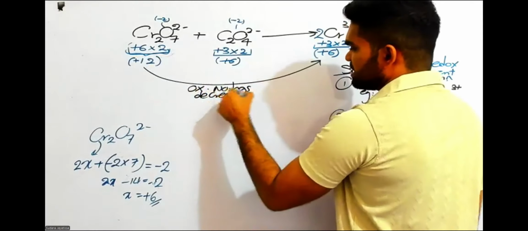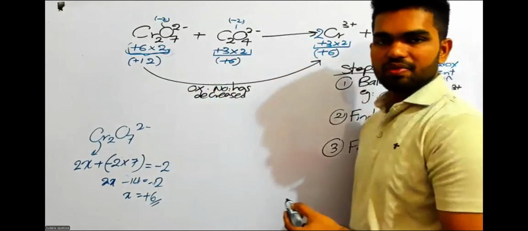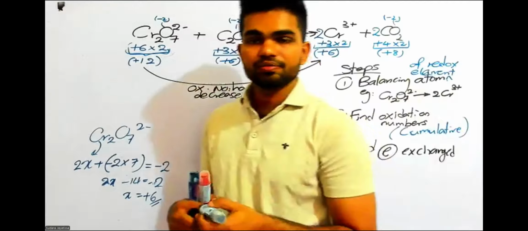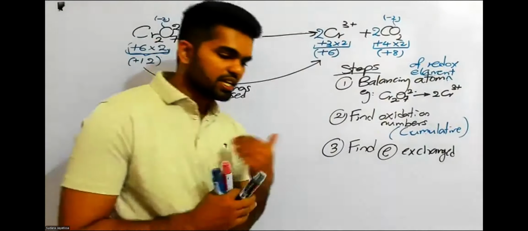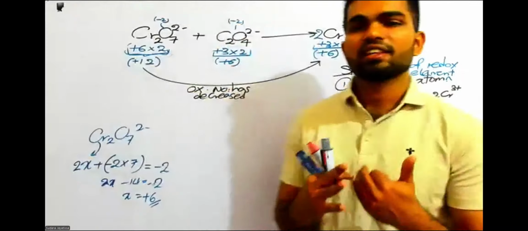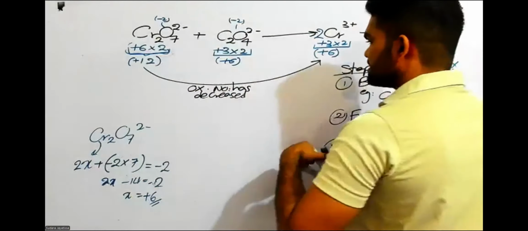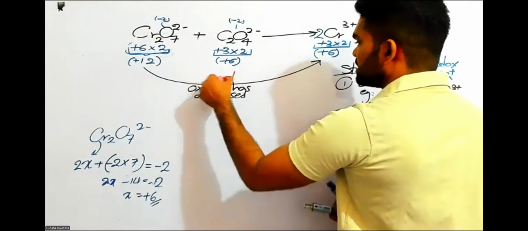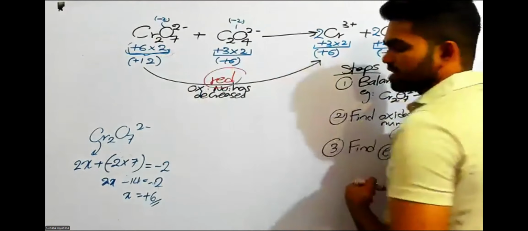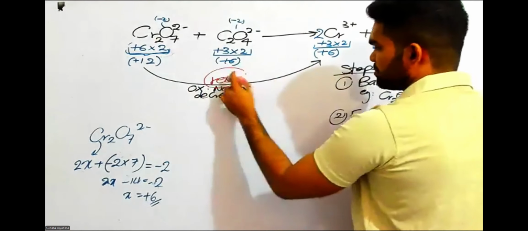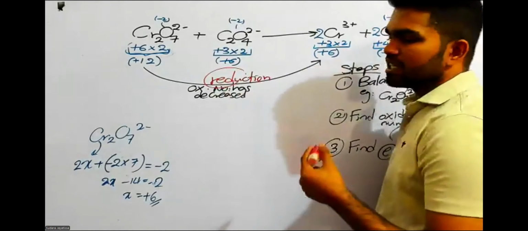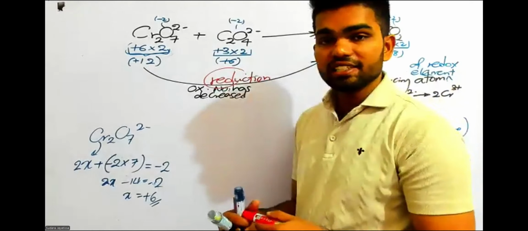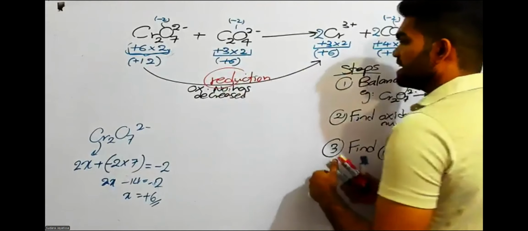If oxidation number is decreasing, what do we call it? It is called reduction. If oxidation number is decreasing, that is reduction. So we can say this has undergone reduction. Write the full word, reduction. So when it is undergoing reduction, it is gaining electrons.